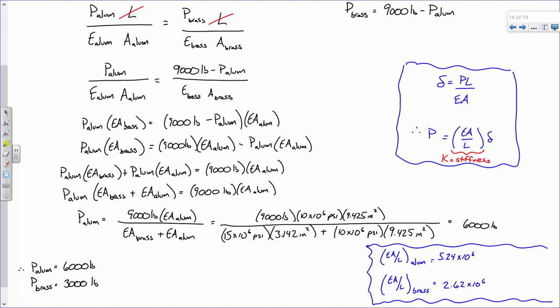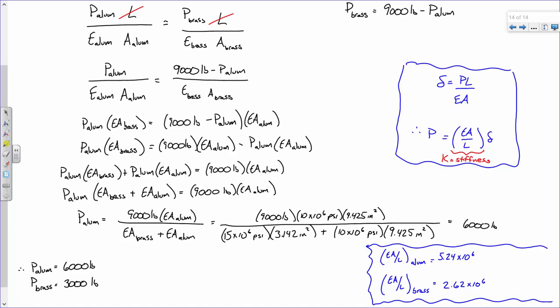What you find in indeterminate analysis, like if you have a composite column here, and that composite column has two materials. Let's say that you had a composite column and it had like 15 materials. I'm not going to make you do anything that crazy, but let's say it had 15 materials. A way that you can determine the forces in the members is to look at the stiffness.